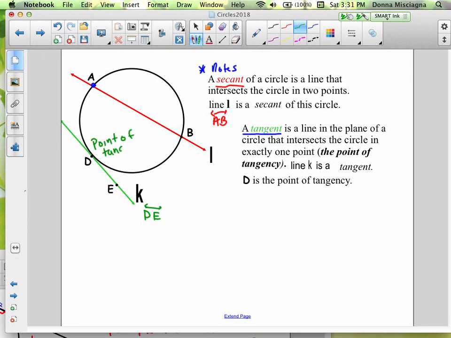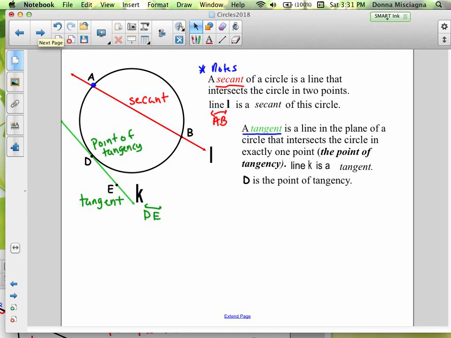Let's actually label these. So label the point of tangency, label this as the secant, and write in tangent. I wrote tangent in first because I had the green pen in my hand, and the tangent is green. And then write in secant next to the secant.